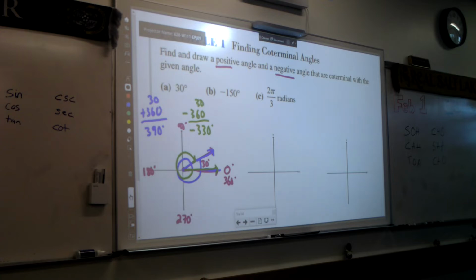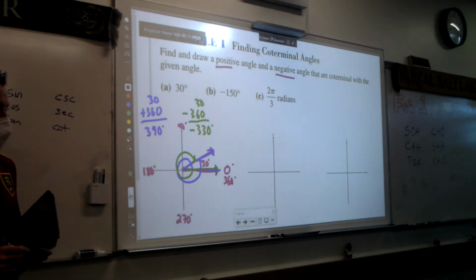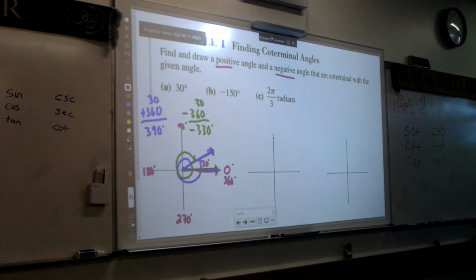Have we talked about coterminal before? I believe this is our first time, right? All right, cool. Let's go to the next angle.